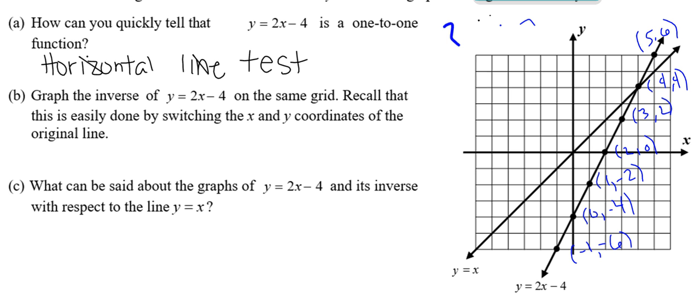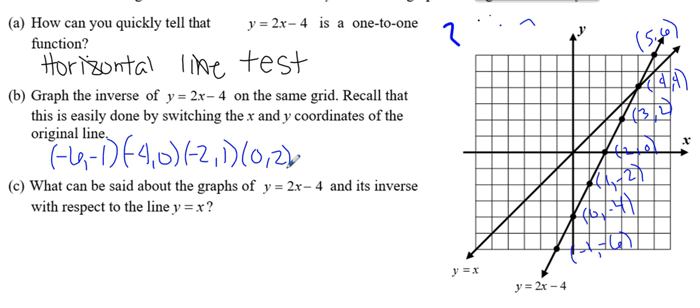So now remember, to find the inverse, all I have to do is flip my x and y. So the new ordered pairs for the inverse function are negative 6, negative 1; negative 4, 0; negative 2, 1; 0, 2; 2, 3; 4, 4; and 6, 5.